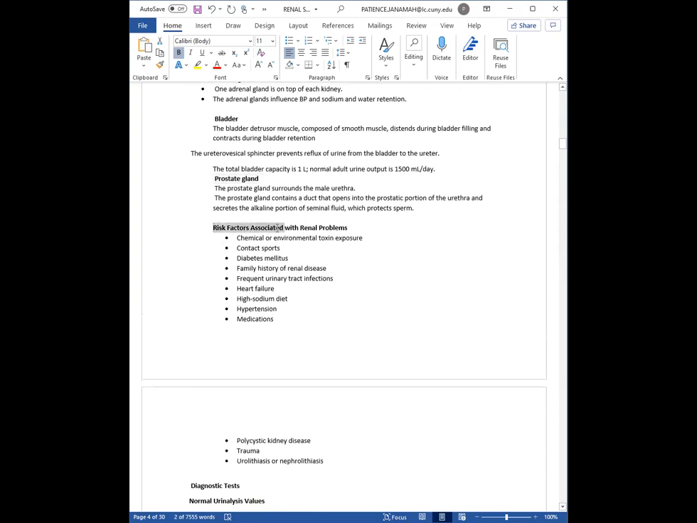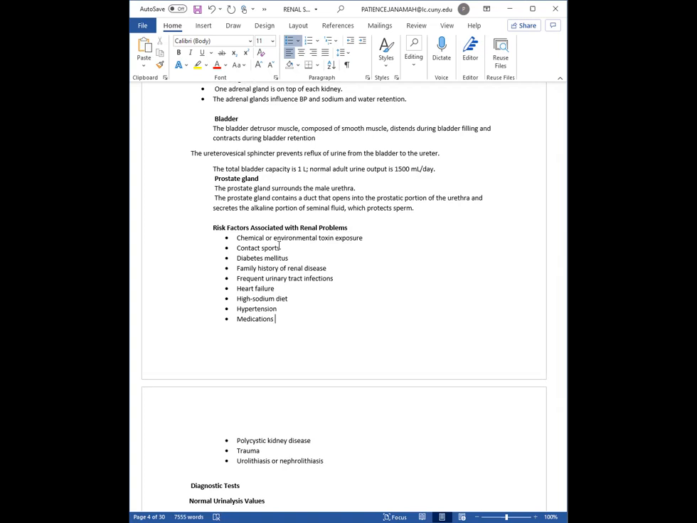So the risk factors associated with the renal system are the factors that will cause your renal system to have a problem. Chemical or environmental toxins exposure, constant exposure to environmental toxins. If you remember, they keep talking about this asbestos thing. If you ever work somewhere and you have a cancer, you come and we'll help you claim.